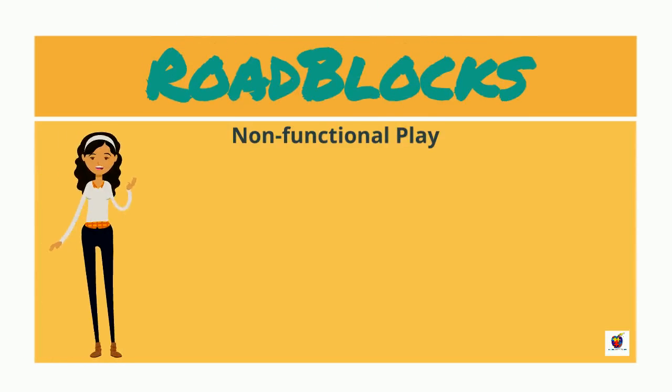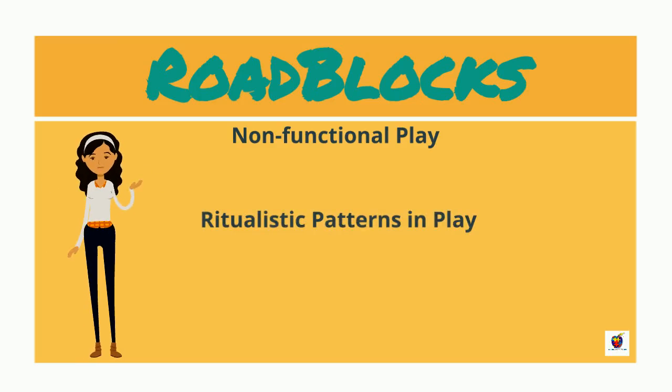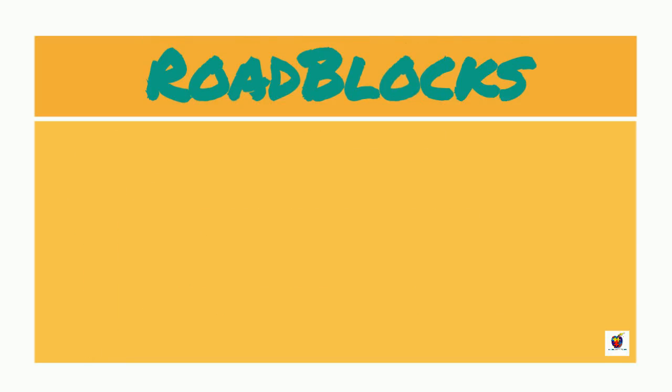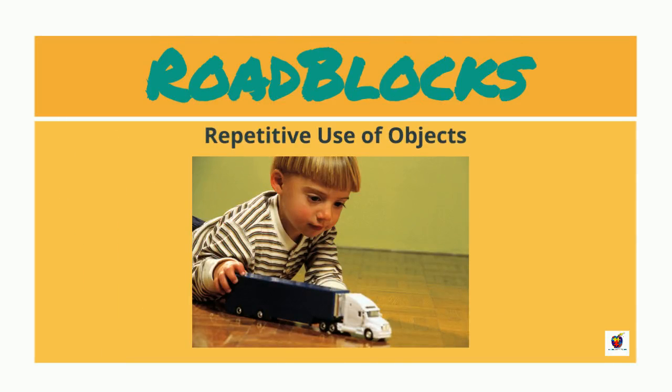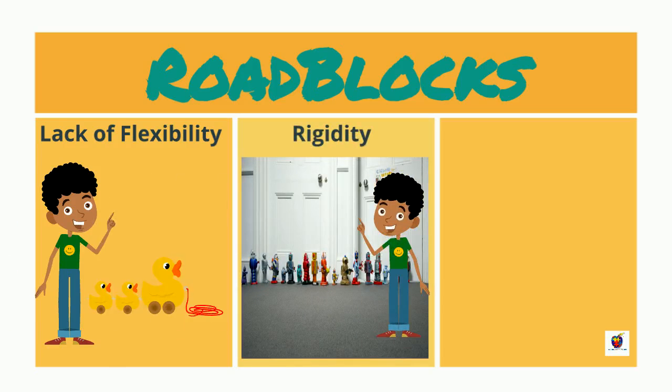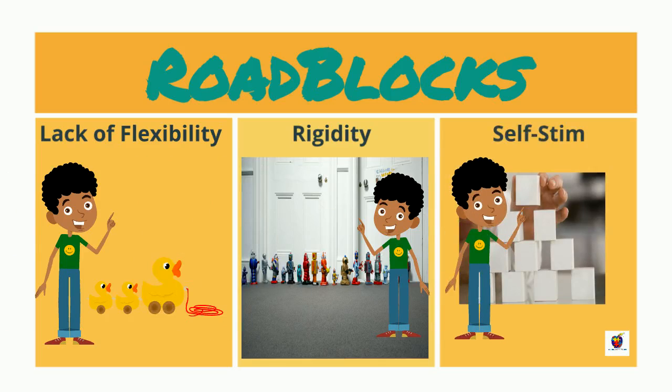Some of the roadblocks in the play of children with autism can be seen in the style of play. Sometimes you might see non-functional play, ritualistic patterns in play, and possibly the inability to shift to new play themes. Sometimes children might use the same object over and over again. Another roadblock is the lack of flexibility or rigidity in play, as some kids might perseverate on one specific part of a toy instead of playing with the whole toy. Often you'll see what is sometimes referred to as self-stimulatory behavior. This is where the child may be using the materials over and over in the same way.